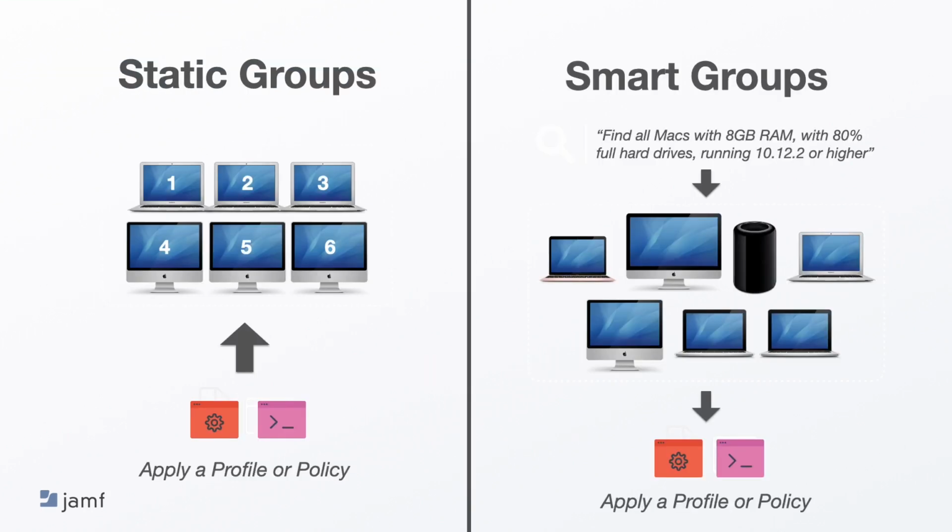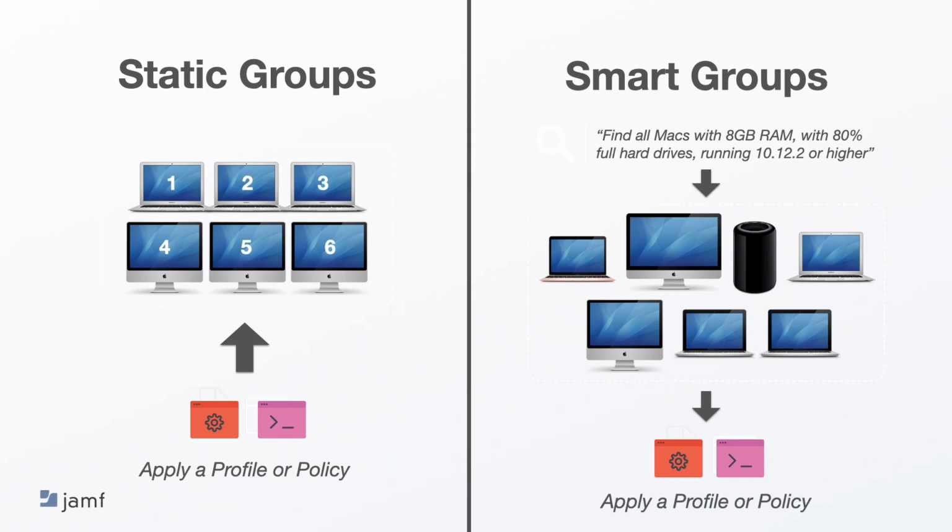Groups can be created for your Apple devices, and you can leverage inventory data to create those. We deal with two types of group, static groups and smart groups. Static groups are a defined group of devices that you can apply a profile or management policy. Static groups are great for a known group, like a classroom, lab, or a department.